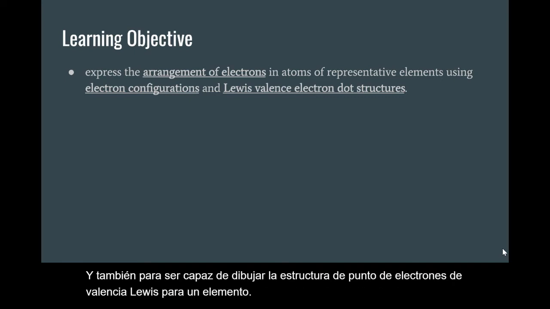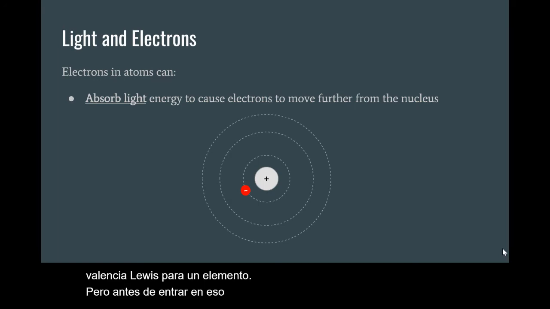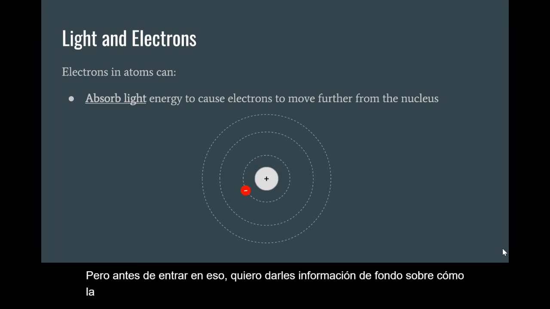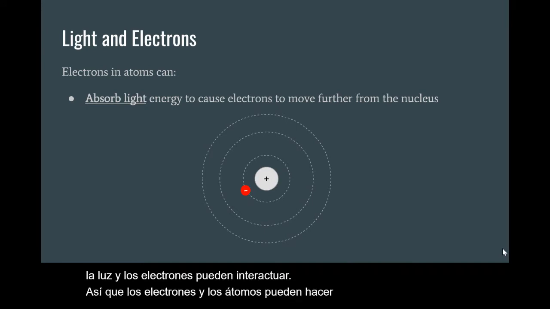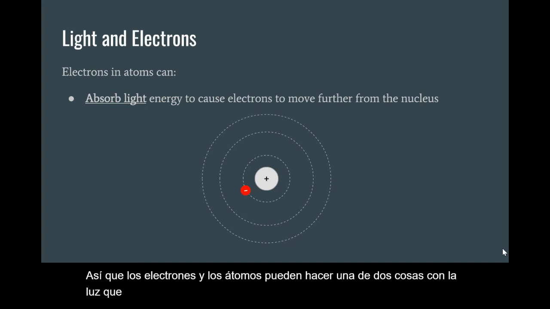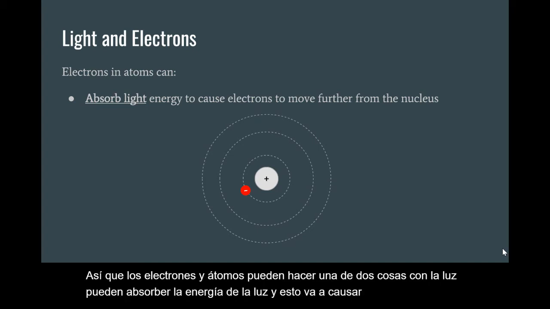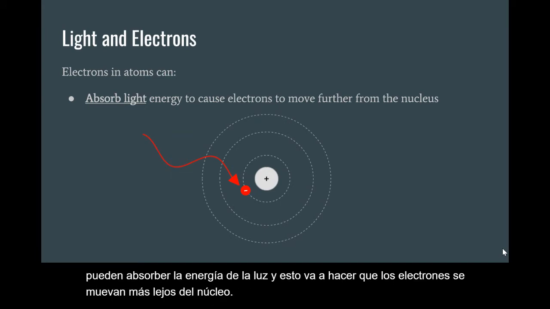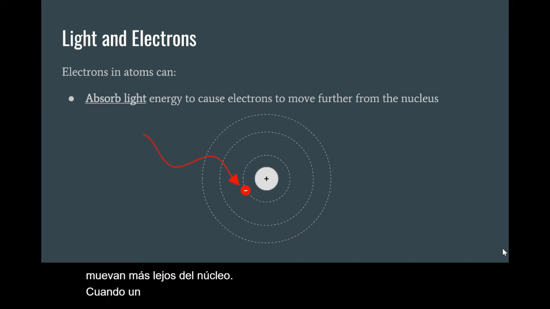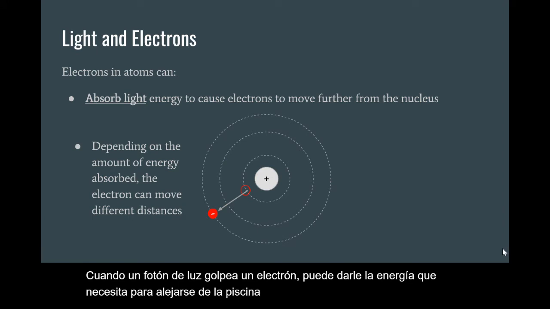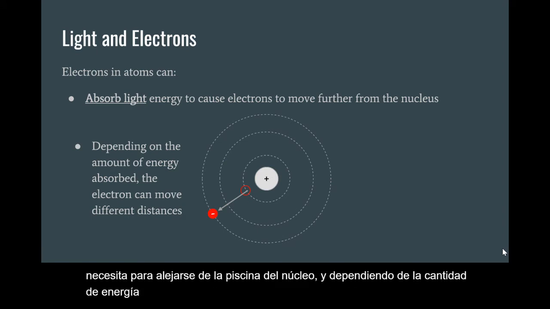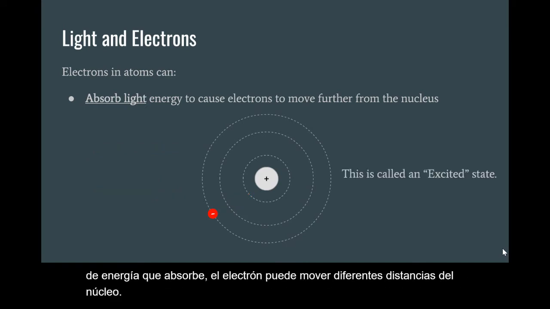But before we get into that, I want to give you some background information about how light and electrons can interact. So, electrons and atoms can do one of two things with light. They can absorb light energy, and this is going to cause the electrons to move further from the nucleus. When a photon of light hits an electron, it can give it the energy it needs to get away from the pull of the nucleus. And depending on the amount of energy that it absorbs, the electron can move different distances away from the nucleus. And this is called becoming excited.